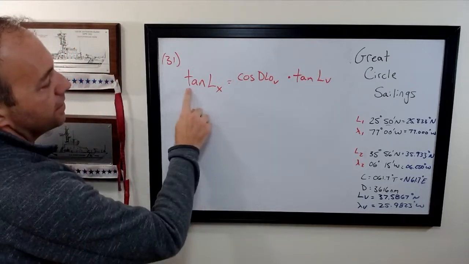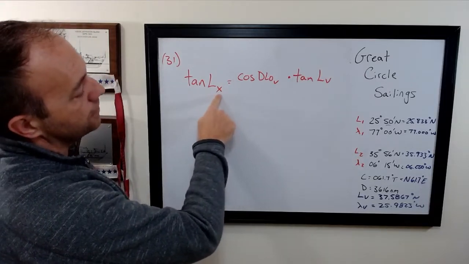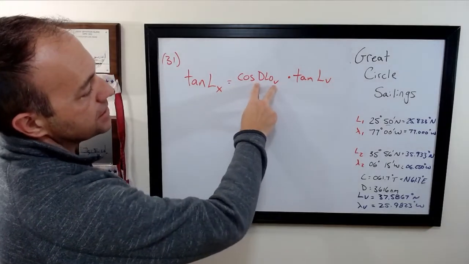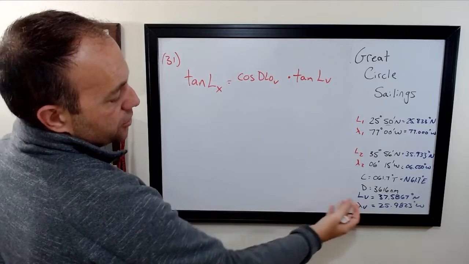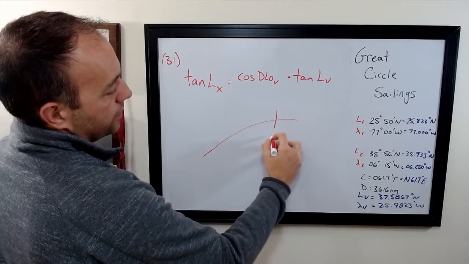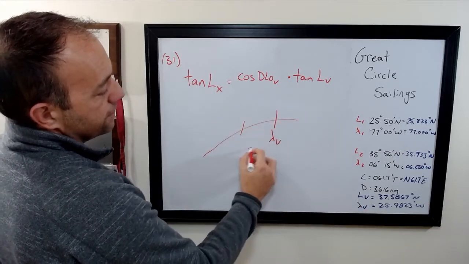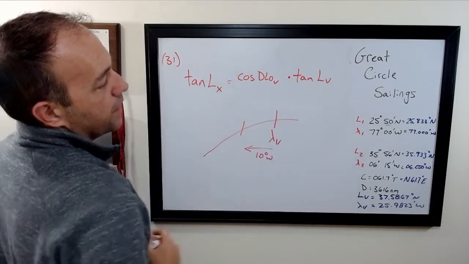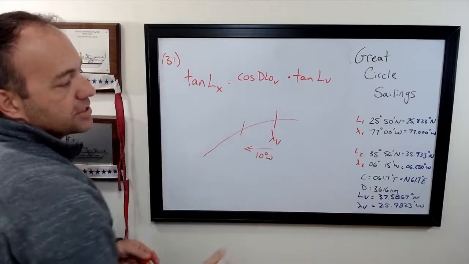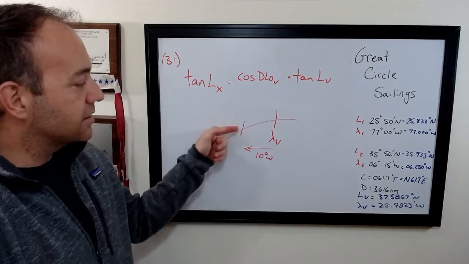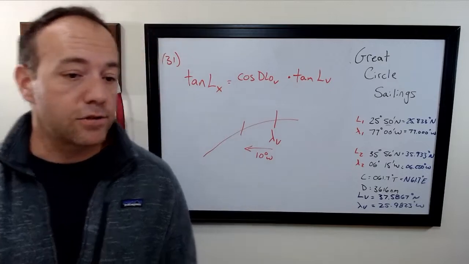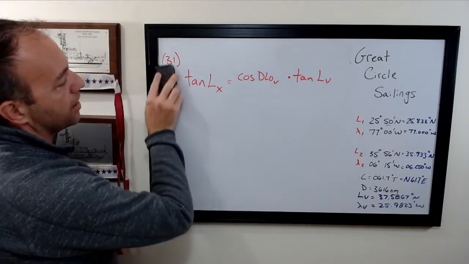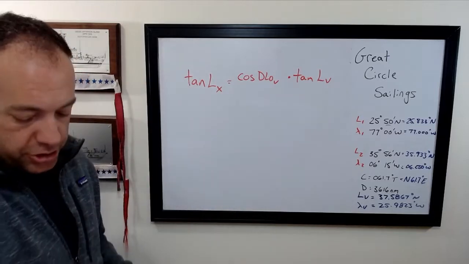It's all there. The tangent of the latitude of any particular point along the route is equal to the cosine of the difference in longitude from the vertex. So if you know your vertex here, and you know the difference here, if it's 10 degrees in the problem, multiply that by the tangent of the latitude of the vertex, and you get the latitude of that point. Is that useful in real life? Yeah, not so much, but it is a Coast Guard question for sure.